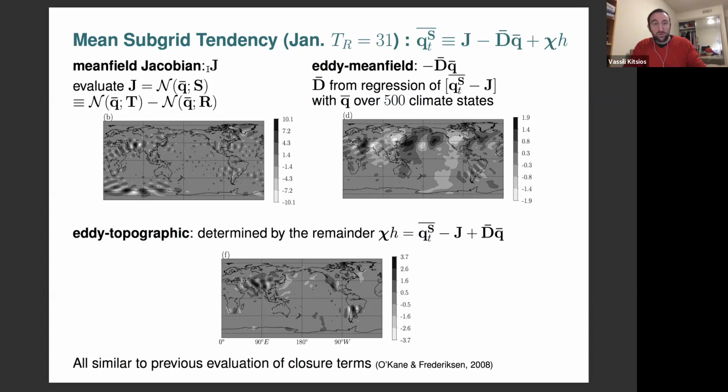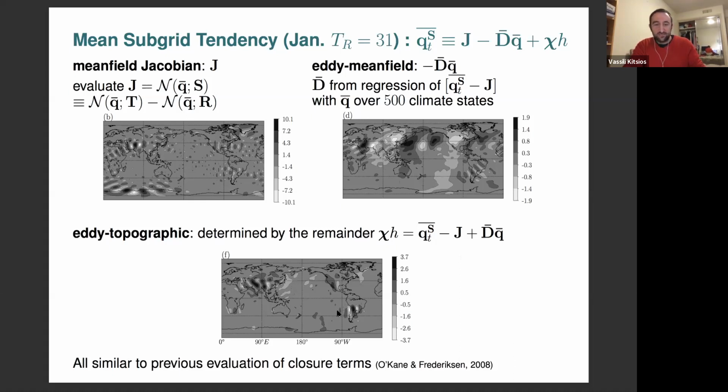So once we know the mean field Jacobian, we know the Eddy mean field force, we know the total mean subgrid tendency, we get the Eddy topographic term from the residual. It's just the bit that's left over. So we haven't used the topography to calculate this term at all. That's the symbolic representation of it. So after all these subtractions and linear regressions, the remainder has an imprint of the topography, which I think is really quite, I really love this result.